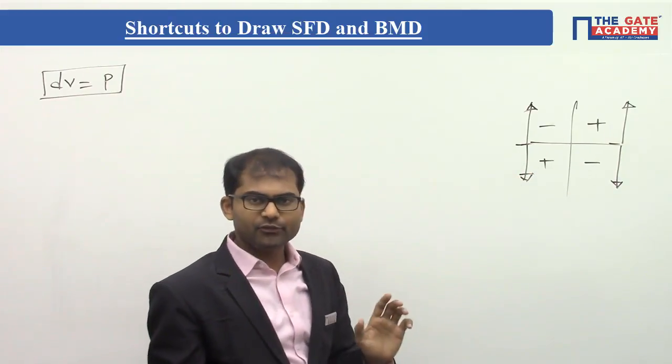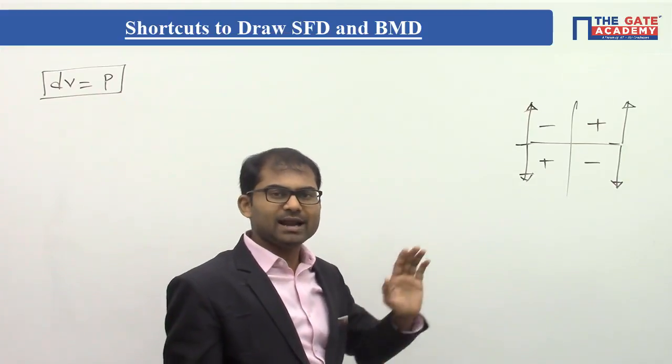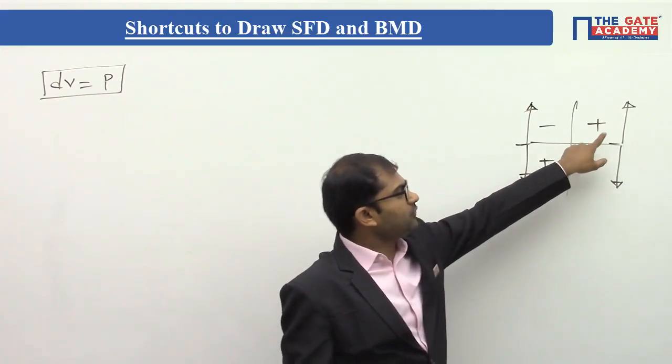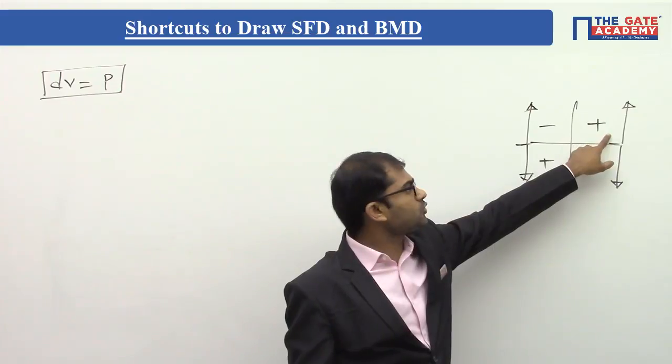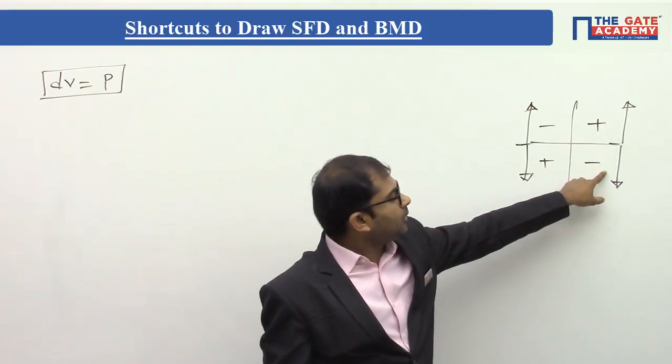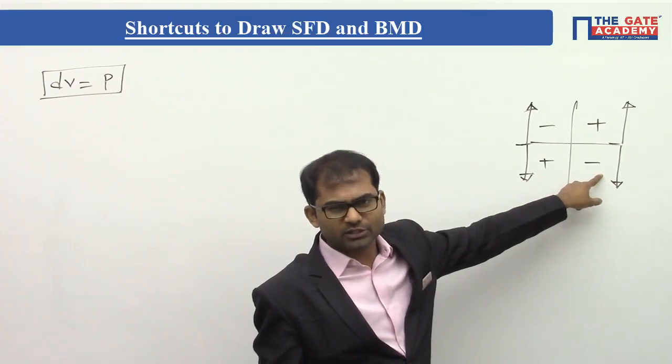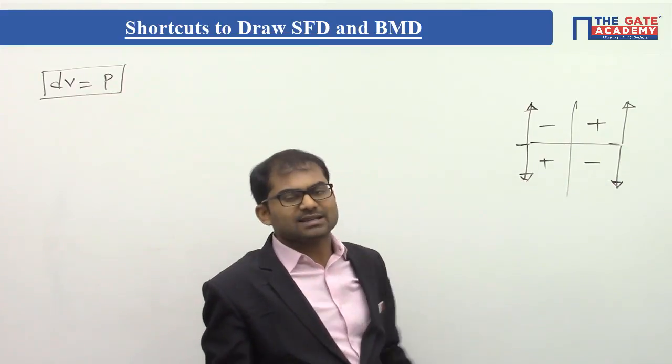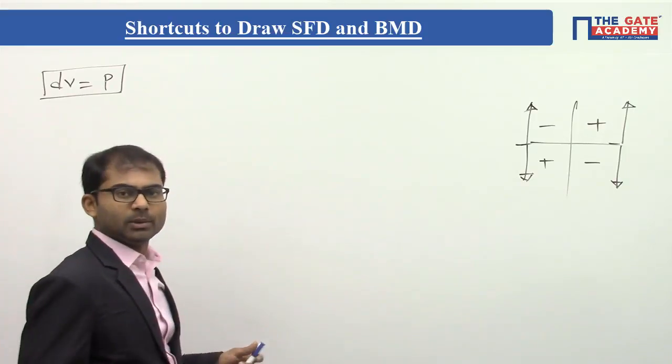In the same way, if you are drawing the shear force diagram from right side to left side, upward acting forces will give rise to positive change of shear force, and downward acting point loads will give rise to negative change of shear force. Let's look into some examples to understand perfectly here.